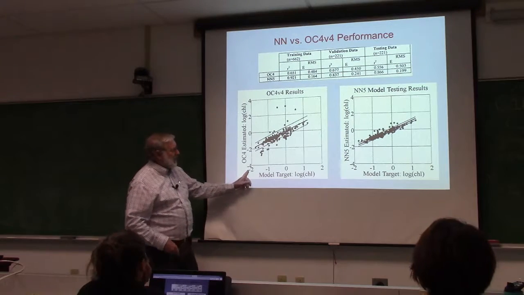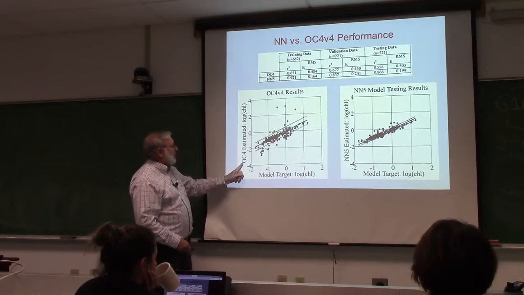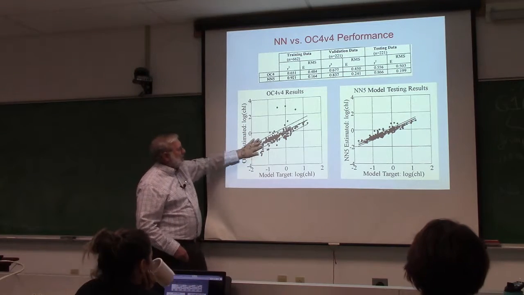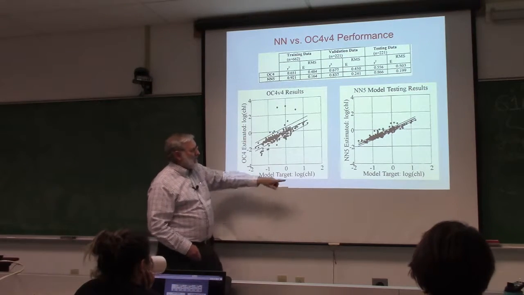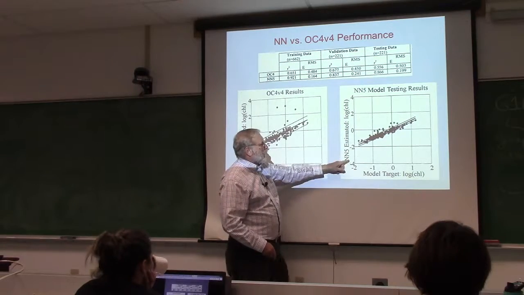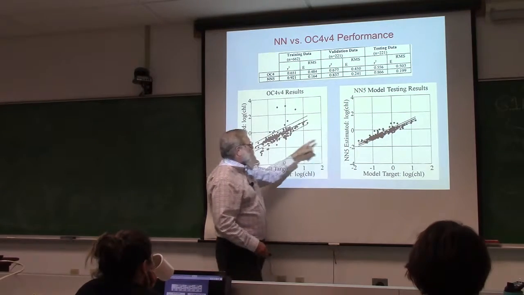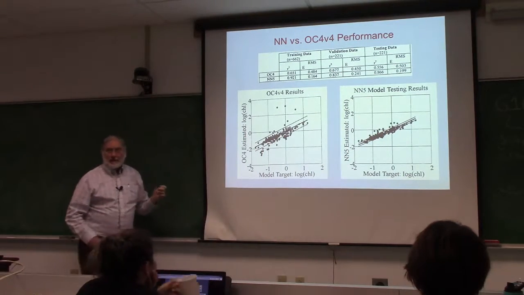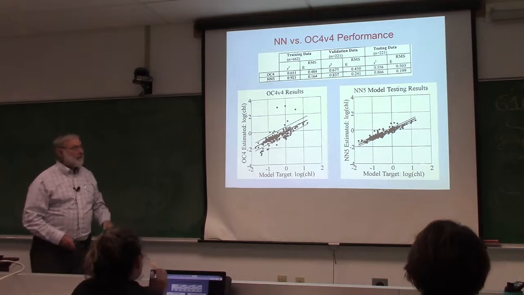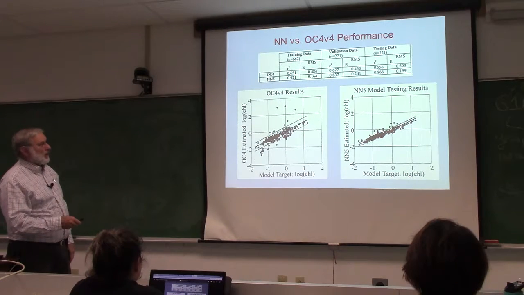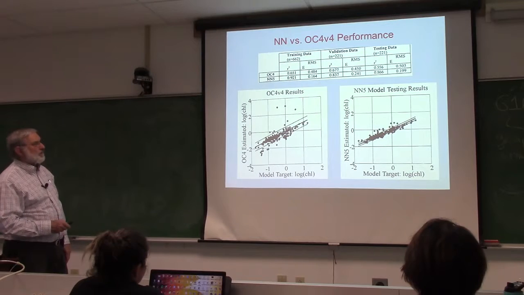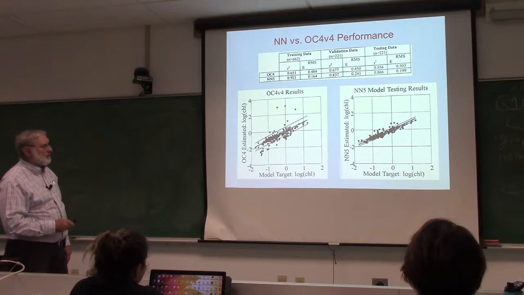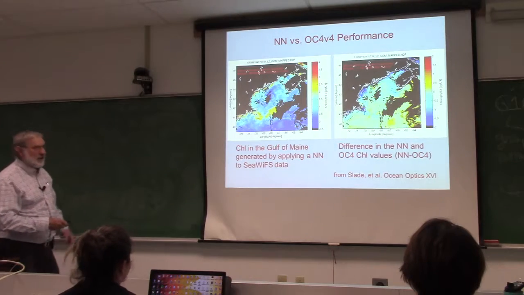So here's the actual chlorophyll. Here's the OC4 estimate. There's what you got. Here's the chlorophyll, and here's the neural network's estimate. You just look at that and say, yeah, that's a better retrieval of chlorophyll, with an error of 0.2 versus 0.5 for the RMS error there. Okay, so then they, yeah.